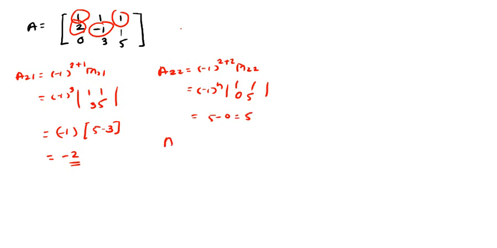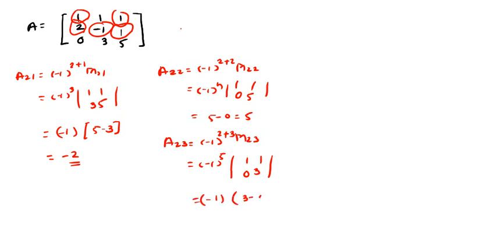Similarly, we can find this A23, -1 raised to 2 plus 3 into M23. So this will be -1 raised to 5 into M23. The M23 entry is this one. Okay, so hide the row and the column where that element is present, and the determinant will be 1, 1, 0, 3. Okay, so this will be -1 into, this will be 3 minus 0. Okay, so this will be -3.